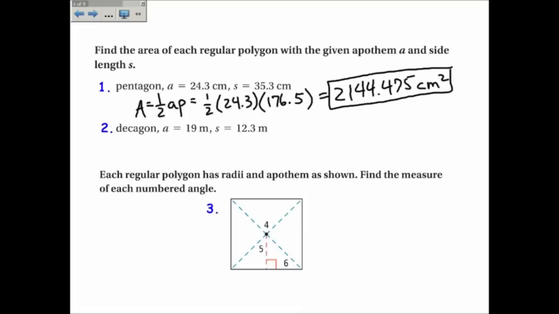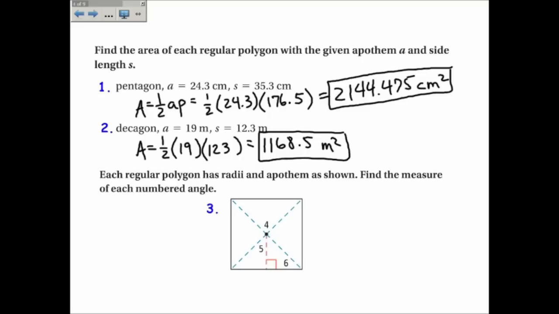Similar thing for a decagon, having 10 sides. The apothem is 19. The perimeter is 12.3 times 10, which is 123. So 0.5 times 19 times 123 is 1,168.5 square meters. Now when we're given the apothem and a side length, it's not too difficult.